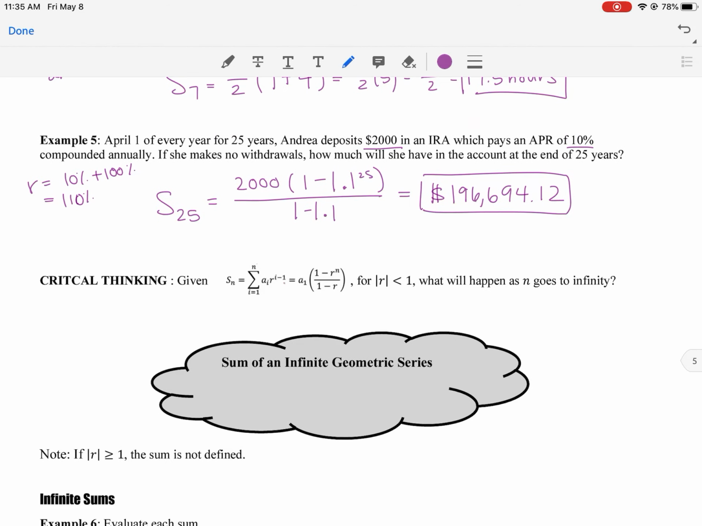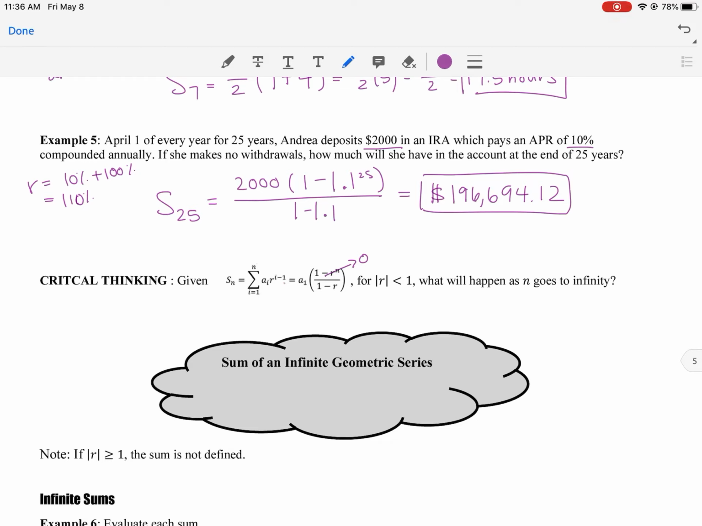Okay, then last, we have our sum for a finite one, and we're talking about what's going to happen as things go to infinity. So as n goes to infinity, and our ratio has to be less than 1, the r to the n will go closer and closer to 0. So if we have some fraction and we raise it to a higher and higher power, it's going to be closer and closer to 0.